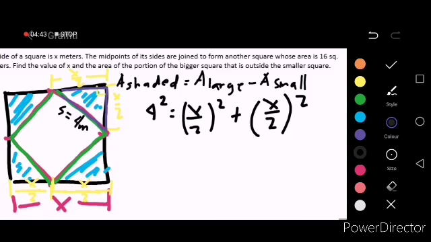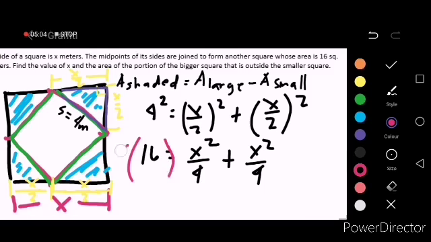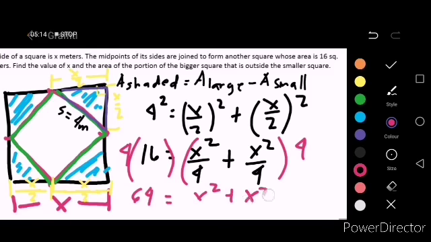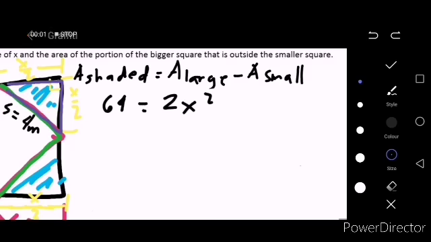So, ibig sabihin, may chance tayong mahanap ngayon yung value ng x. Bakit? Kasi pag sinimplify natin to, masosolve natin yung x. Okay, 4 squared is 16. This will become x squared over 4. Algebra na to, ha? Multiply natin to ng 4. Tapos, multiply ko tong buo sa 4 din. So, ito magiging 64. Tapos, x squared plus x squared. So, in-add ko na yung dalawang x squared, naging 64 equals 2x squared na.